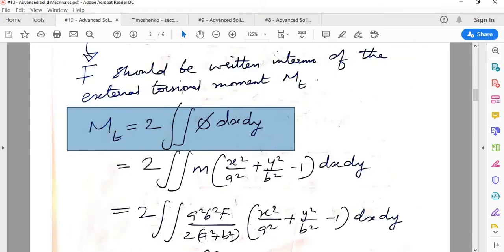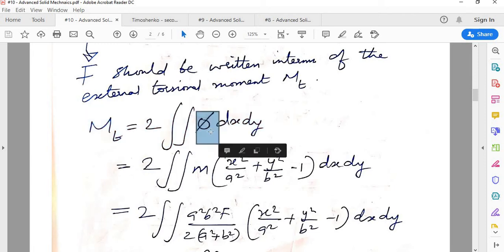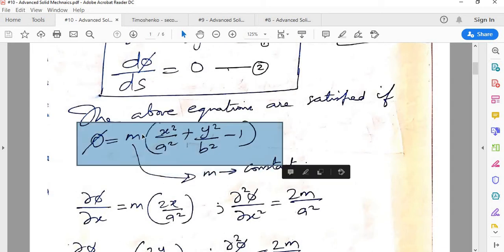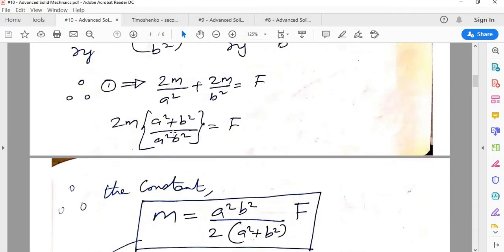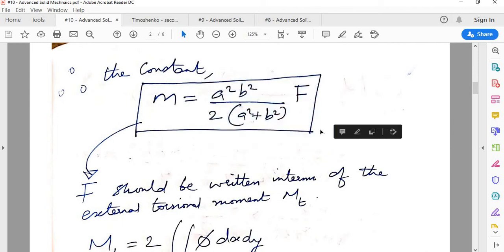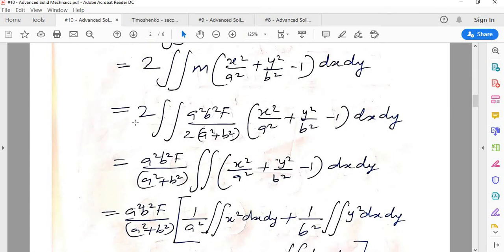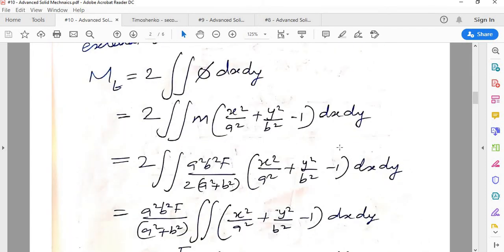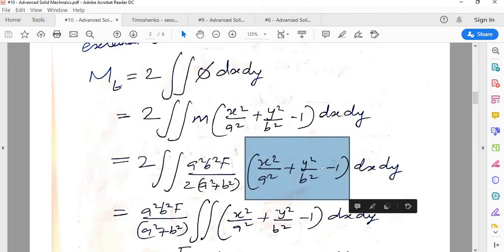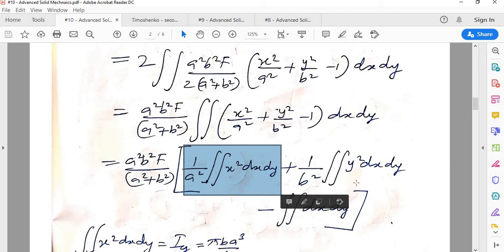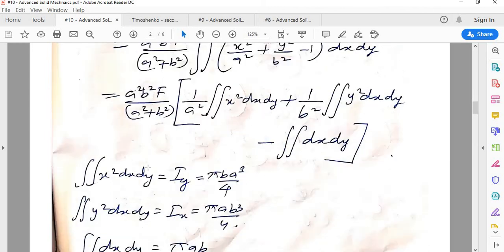Here Mt equals double integral phi dx dy. So the expression for phi we have, okay, this is the expression, where m also we had already solved in terms of f. So you substitute that and you simplify. What you will get is this integral will split into three terms. So you have this first term, second term, third term.